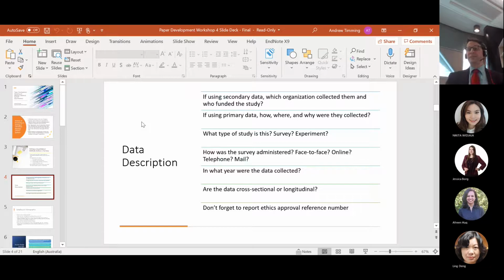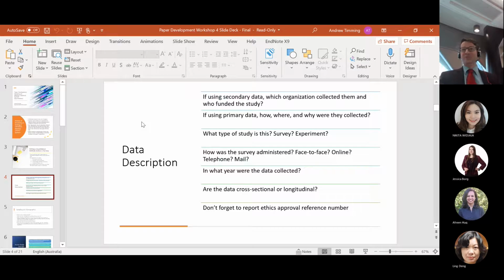If you're anything like me over the last, say, 2.5 years, you've probably made good use of secondary data. And the reason is that the collection of primary data throughout the COVID pandemic has been really quite difficult. And so I have turned, in the face of those difficulties, to using secondary data sets. So the paper that I'm working on as part of this paper development workshop series is using a secondary data set. And I did include in that paper information on the organization that collected the data and who funded the study.